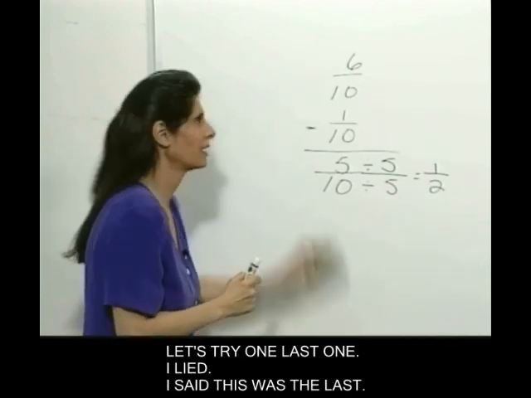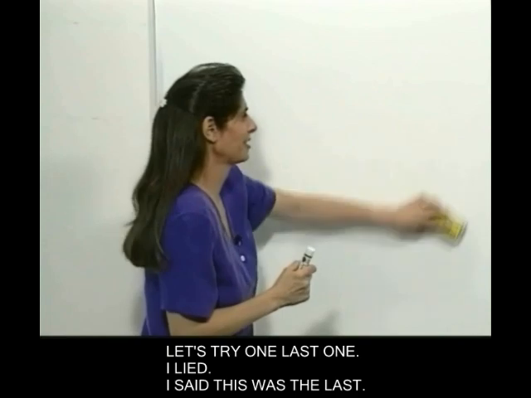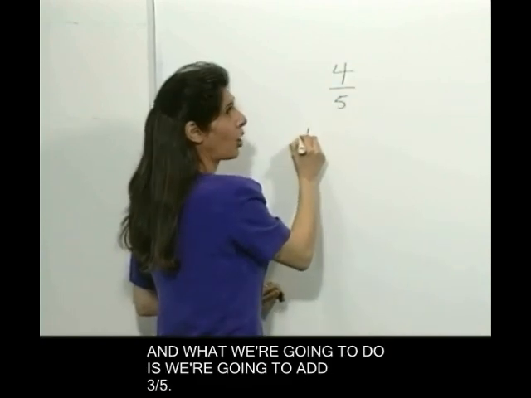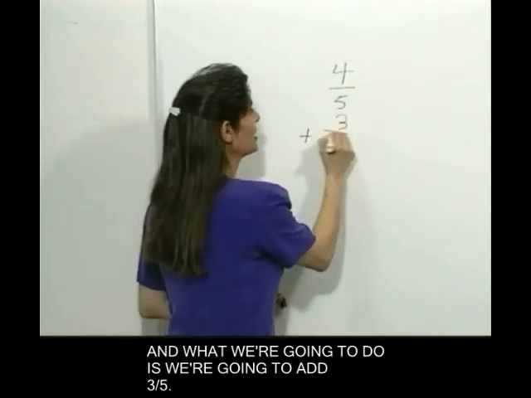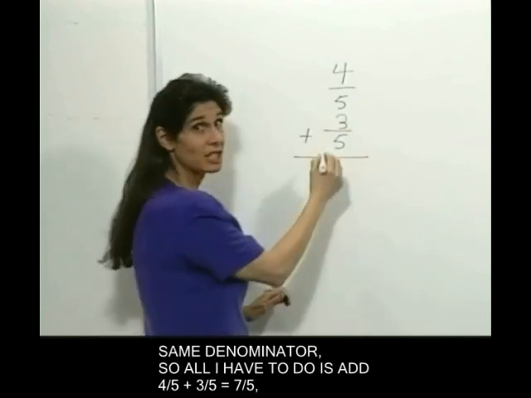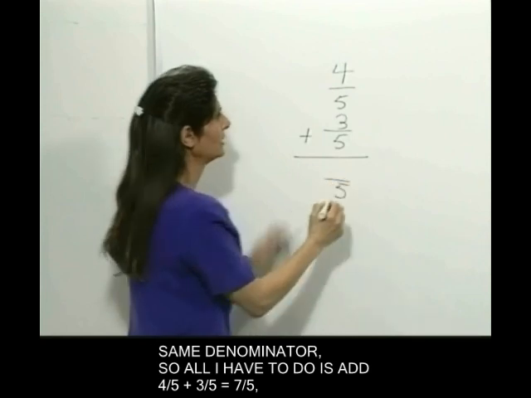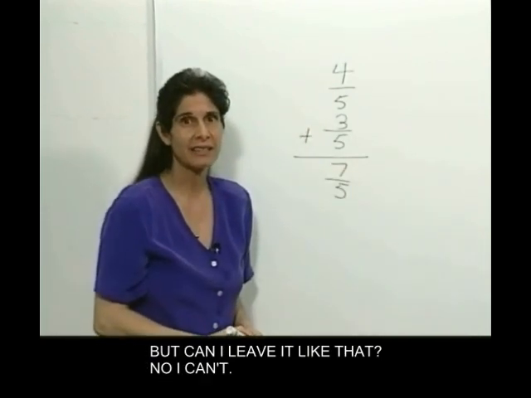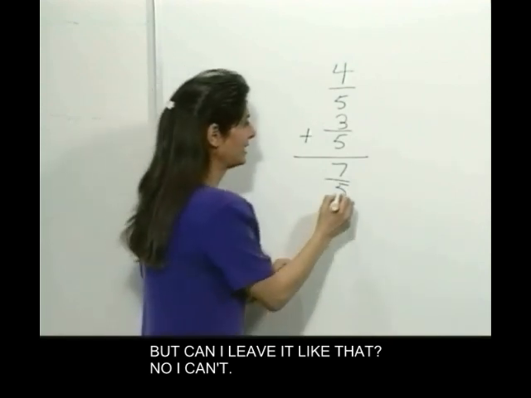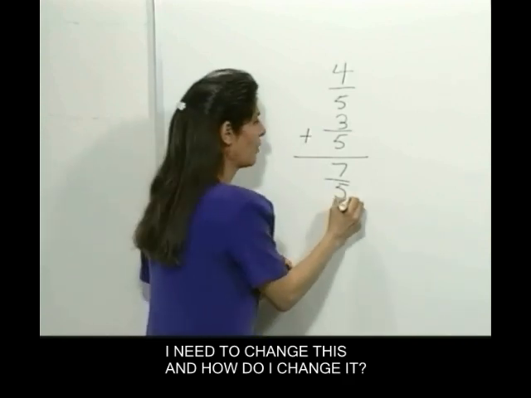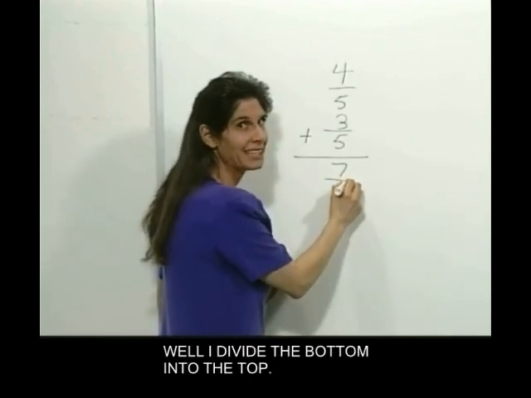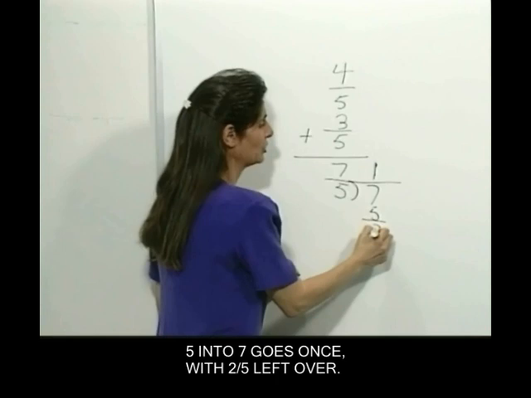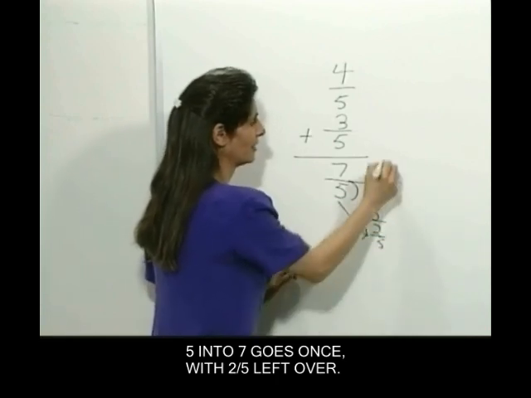Let's try one last one. I lied. I said this was the last. Let's do one more. We have 4/5. And what we're going to do is add 3/5. Same denominator, so all I have to do is add 4 and 3 is 7/5. But can I leave it like that? No, I can't. I need to change this. And how do I change it? Well, I divide the bottom into the top. 5 into 7 goes once, with 2/5 left over.